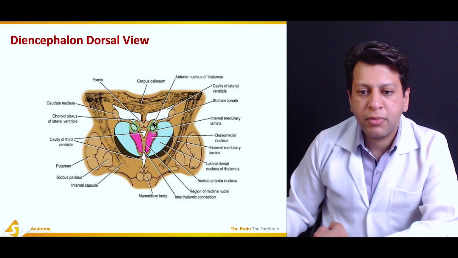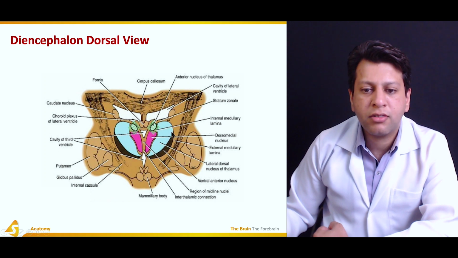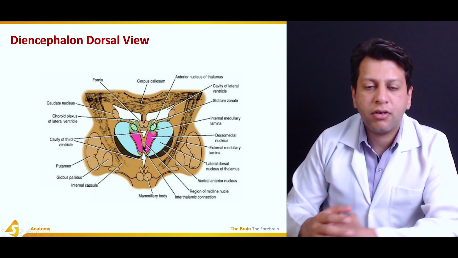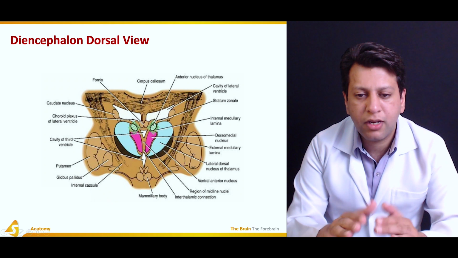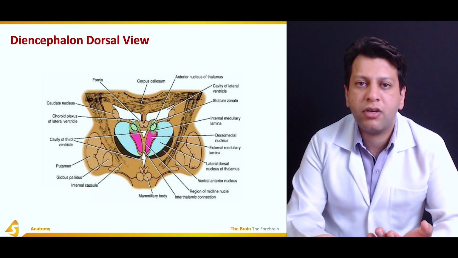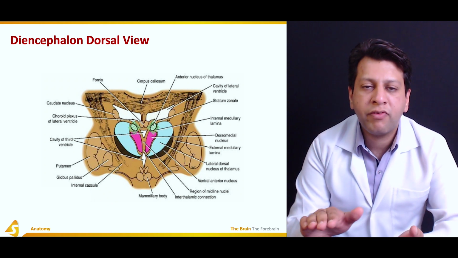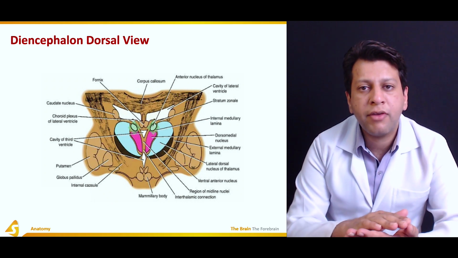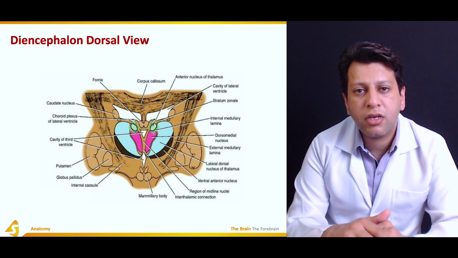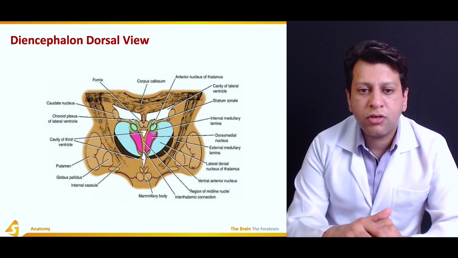Then you have basically the thalamus around. Then this is the anterior nuclei of the thalamus, and then on the superior and inferior there are different other structures. Inferiorly there is the hypothalamus, tuber cinereum, and other structures. Superiorly there are mainly fibers which are passing above the diencephalon.